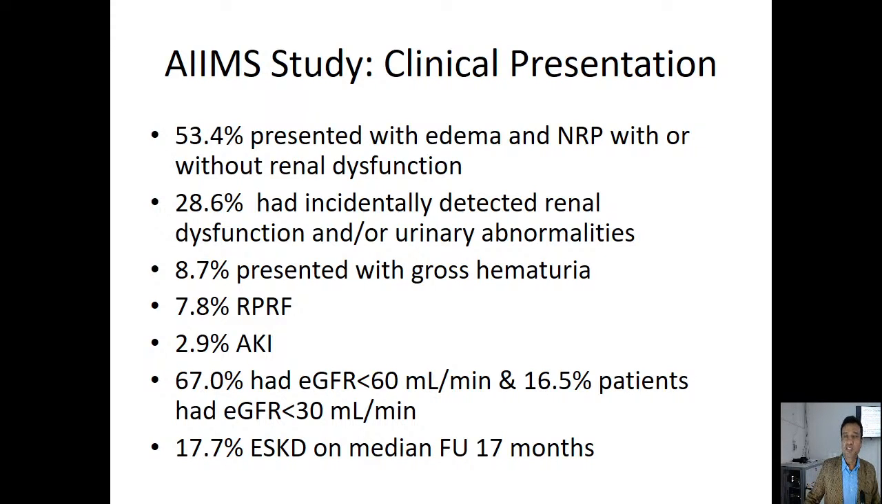Around 11% of patients presented with either a rapidly progressive renal failure or an acute kidney injury. But much more worryingly, 67% of the patients had significant renal disease, that is an estimated GFR of less than 60, of which around 16% had a GFR of less than 30, that is advanced stages of kidney disease. On a median follow-up of 17 months, around 17 or 18% of patients developed end-stage kidney disease or a 50% decline in renal function.